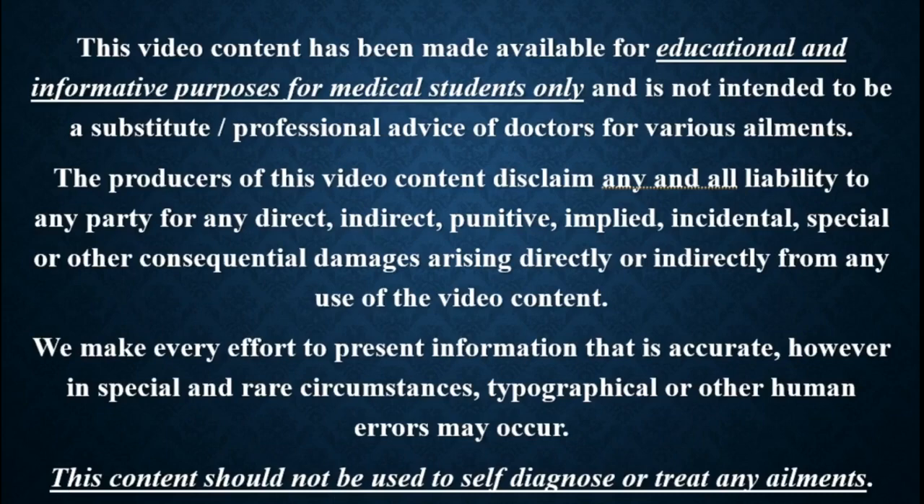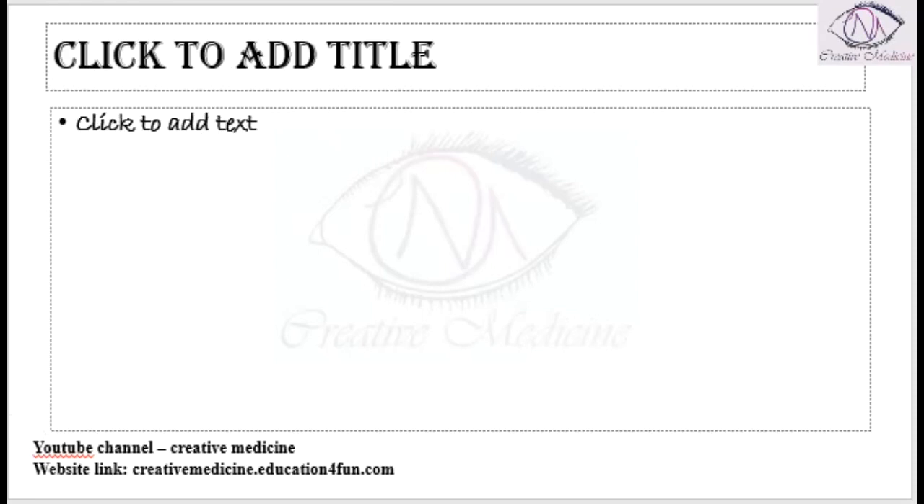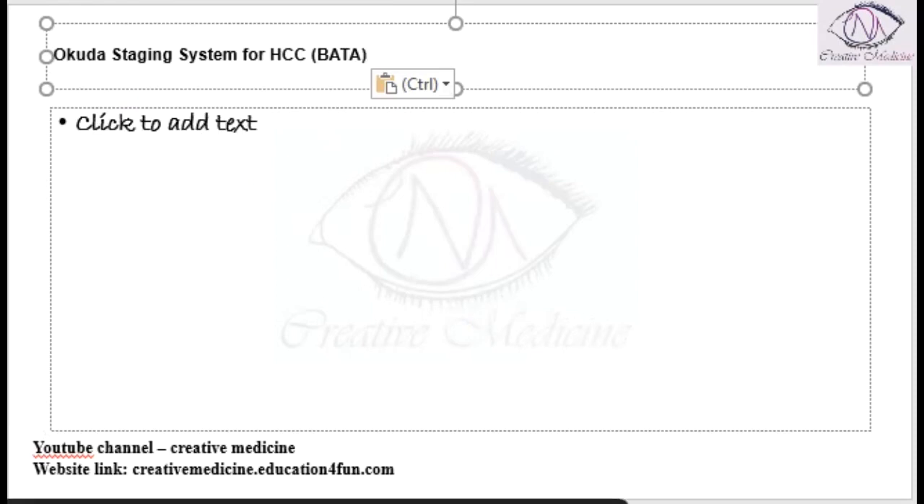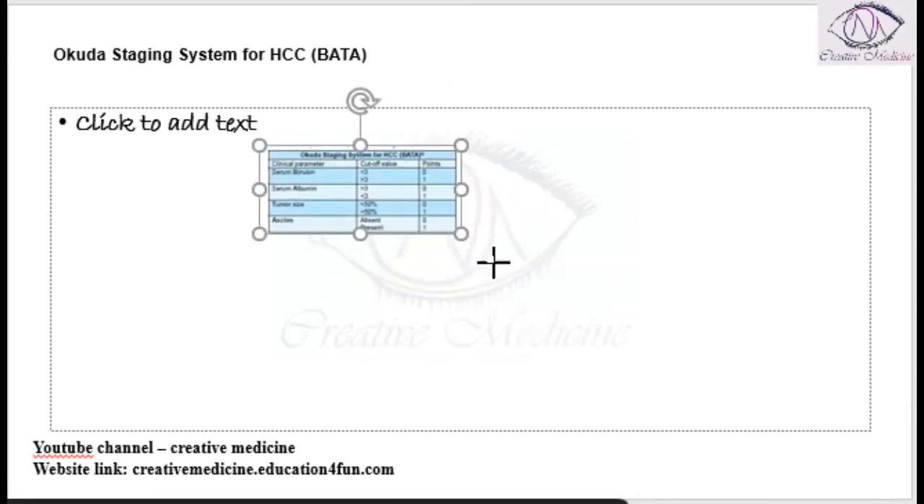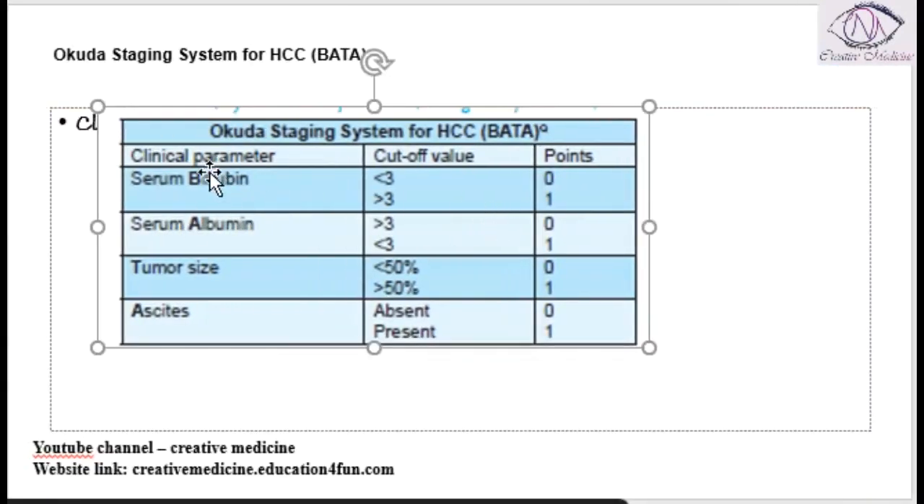In this lecture, we will learn about hepatocellular carcinoma. We have a staging system called the Okuda system for staging. In the Okuda system, we have four clinical parameters. What are they? Serum bilirubin, serum albumin, tumor size, and ascites are the important points about Okuda staging.